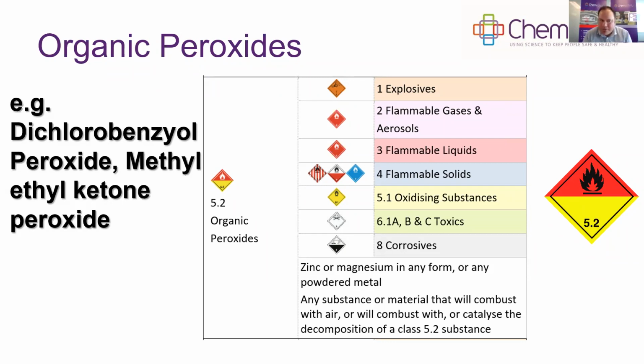A good example here is dichlorobenzoyl peroxide, which is known to react quite violently with metallic powders. As you can see there, that is part of its incompatibility: zinc, magnesium in any form, or powdered metals. And also any substance or material that will combust with air or will combust or catalyze the decomposition of a class 5.2 substance. So you can see that it's also incompatible with all those other classes: class 1, class 2, class 3, class 4, class 5.1, class 6.1 A, B, and C, and also class 8 corrosive substances.